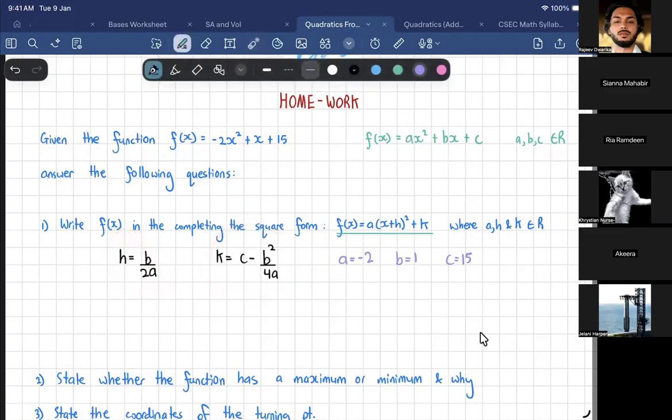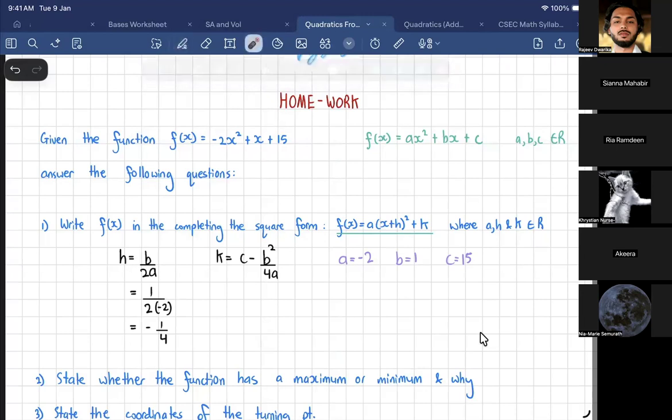Now h is negative b over 2a. Quickly, what is b? 1. Right. What is a? So 1 over 2 times negative 2. When you work that out, you're going to get minus 1 over 4. If you're confused about that, you have 1 all over 2 times minus 2. What is 2 times minus 2? What's a positive times a negative? Oh, it's multiplication. Yeah, negative.